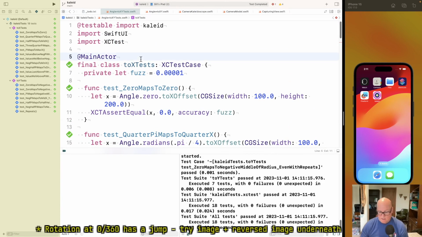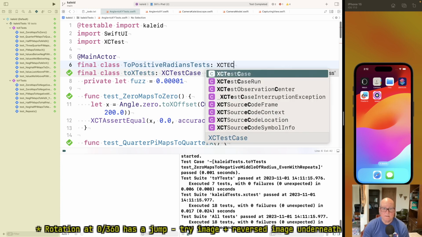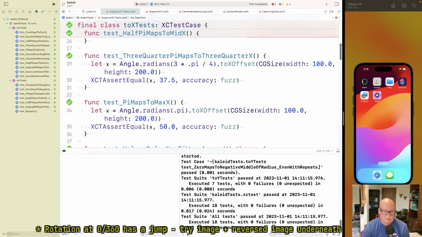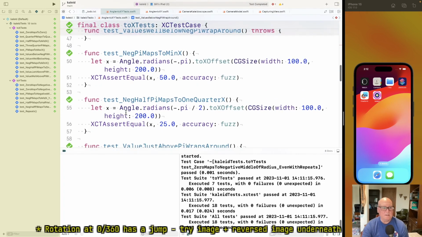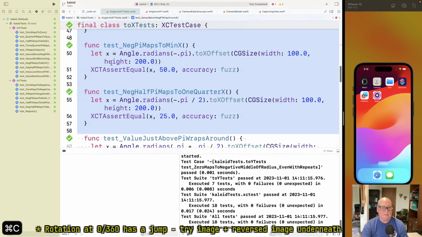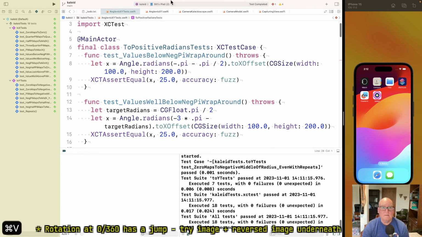Let's make a class for them. Final class, to positive radians test is XC test case. Okay. And I don't think we need to test the negative values. Well, we'll need to test the ones just above pi and stuff like that. We're going to go around the whole circle. All right, but these radian tests, where's that clear?